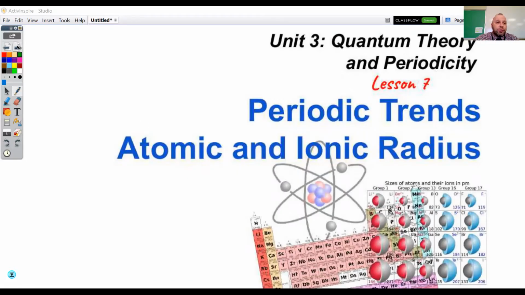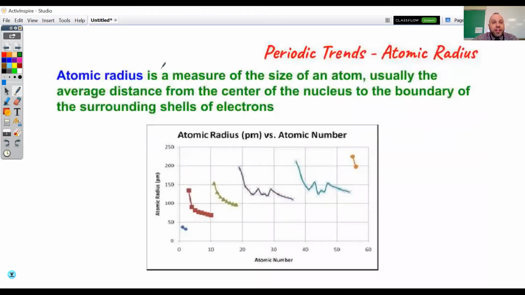Hi, everyone, and welcome to lesson 7. This lesson is going to focus on periodic trends and specifically the periodic trend for atomic and ionic radius. If we take a look at our first slide, you're going to see, first of all, the definition for atomic radius: a measure of the size of an atom, usually the average distance from the center of the nucleus to the boundary of the surrounding shells of electrons. So basically from the center to the outermost level.